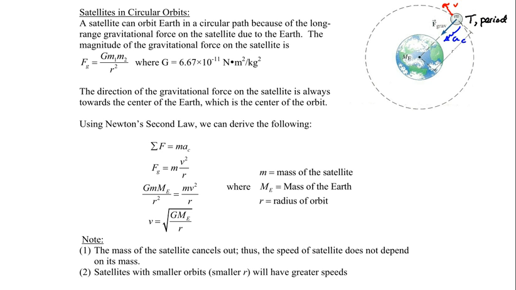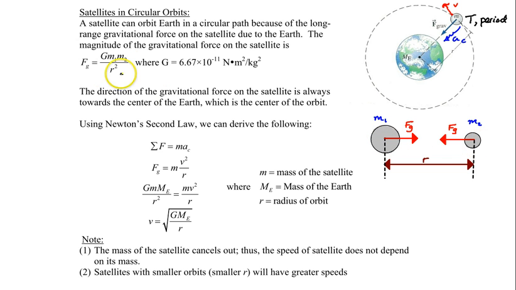So let's now review Newton's universal law of gravitation, which is shown right here. Newton's universal gravitation law said that any two particles in the universe will attract each other, and the magnitude of the force of attraction is directly proportional to the product of their masses and inversely proportional to the square of the distance between the two bodies.